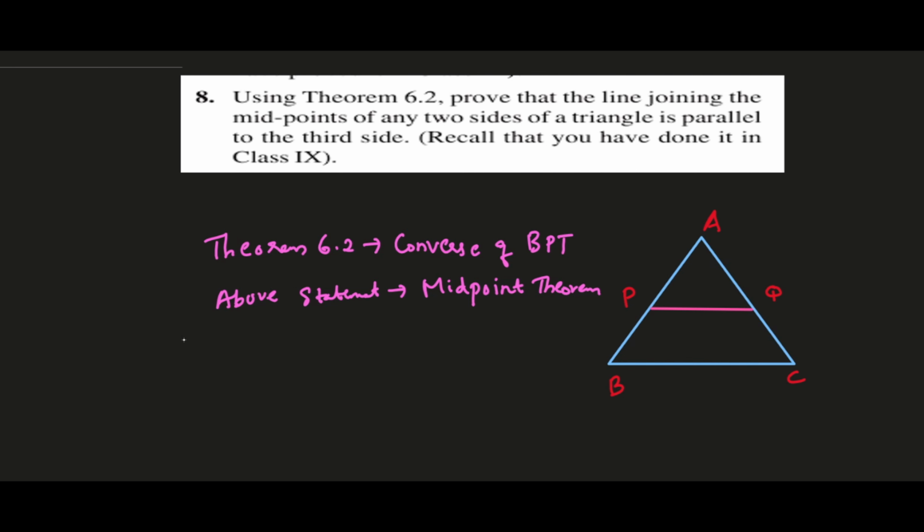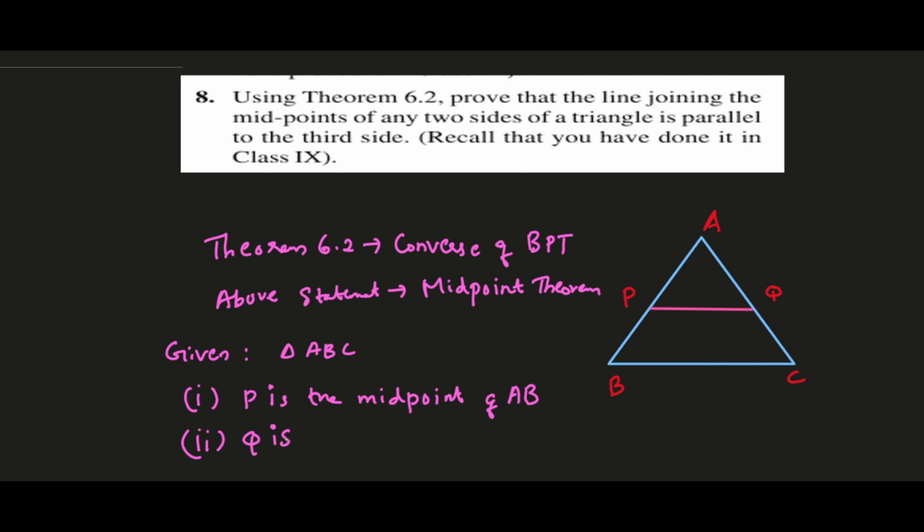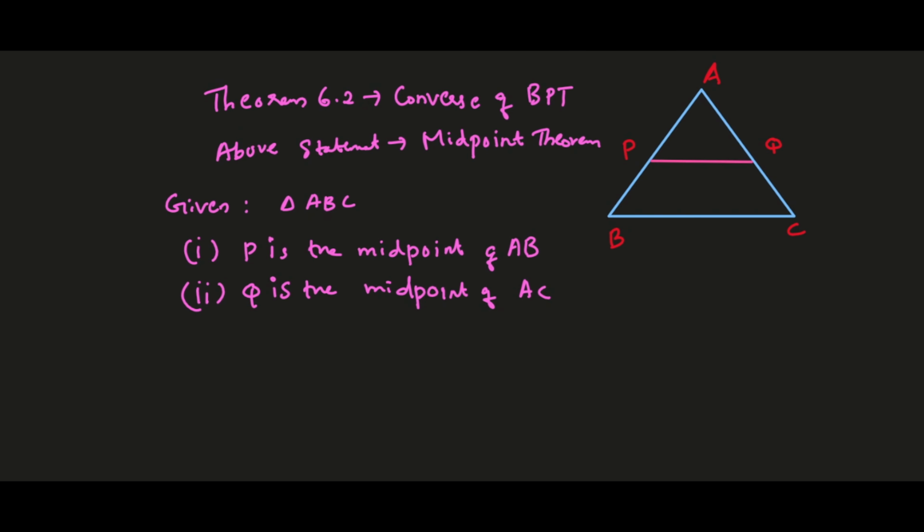Let's start. There is a triangle drawn. Given that triangle ABC, condition number 1 is given: P is the midpoint of AB, and Q is the midpoint of AC. We need to prove PQ parallel to BC.